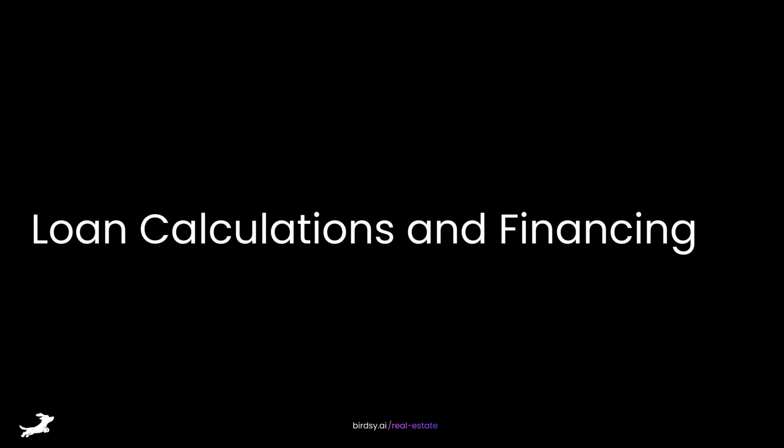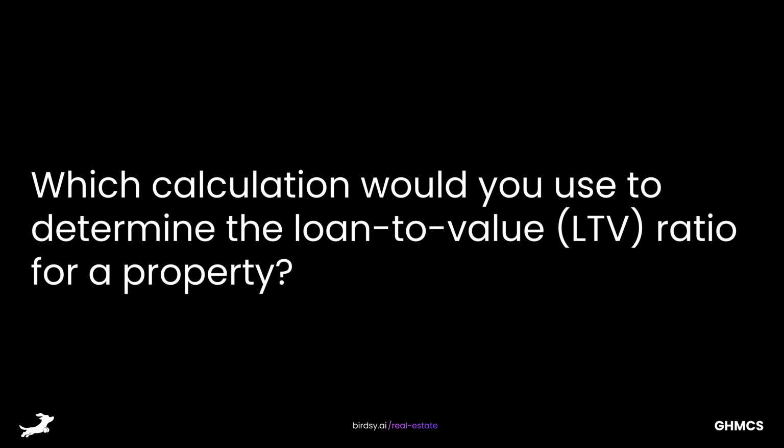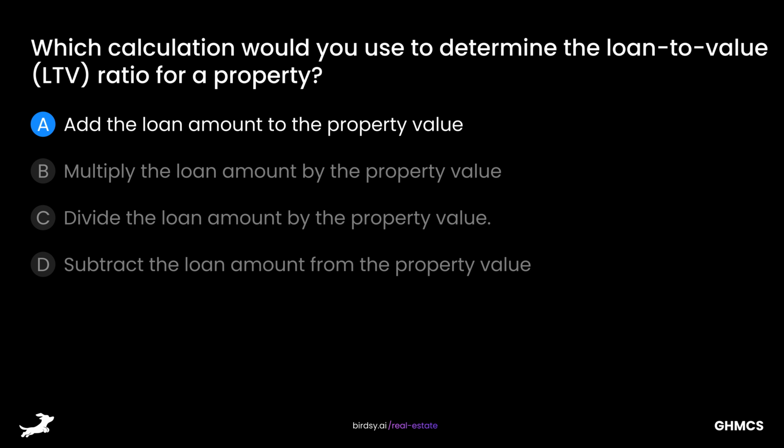Now let's work on loan calculations and financing. Loan-to-value ratios. Which calculation would you use to determine the loan-to-value ratio for a property? Is it A, add the loan amount to the property value, B, multiply the loan amount by the property value, C, divide the loan amount by the property value, or D, subtract the loan amount from the property value?